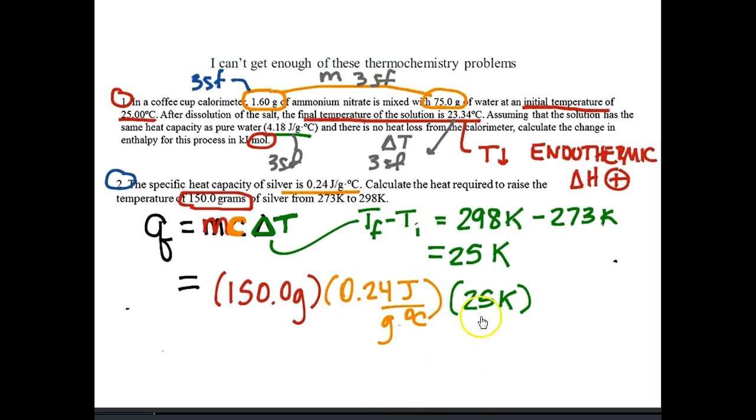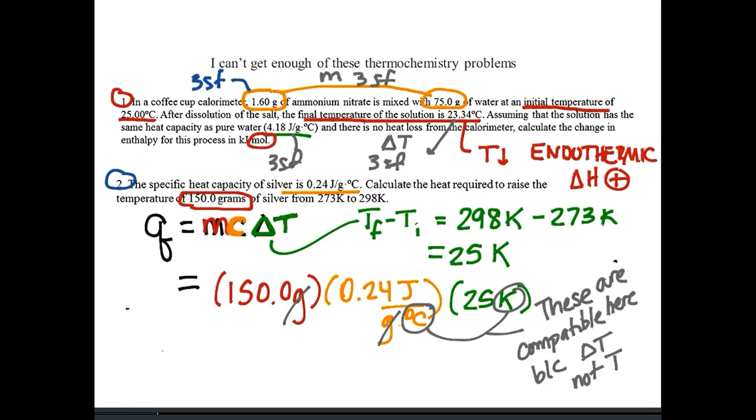So here, when you cancel out the units, the grams are going to cancel, and you're going to end up with joules on the top. Now you have Kelvin temperature and degrees Celsius temperature, and so this might be kind of confusing to some people because Kelvin and Celsius are not the same thing. However, because this is a change in temperature, then they are interchangeable. They are compatible units because it is a delta T, not just an absolute temperature T.